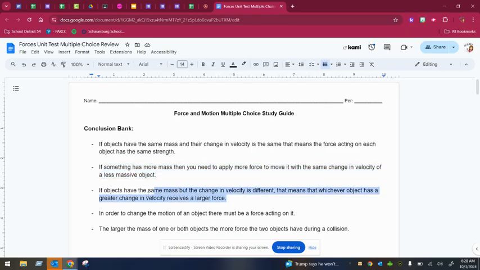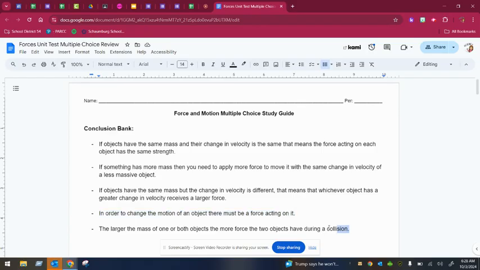Another one, if objects have the same mass, but their change in velocity is different, so two golf balls, then whichever object has a greater change received a larger force. In order to change the motion of an object, we know that there has to be a force. That was one of our vocab words, exert. You have to push or pull the object in order to get it to change its motion, which is speed up, slow down, start, stop, or change direction.